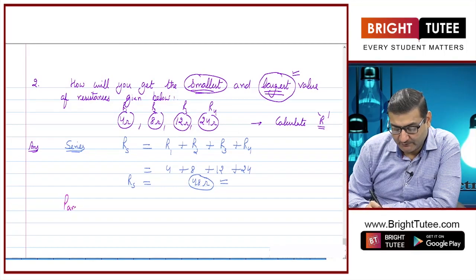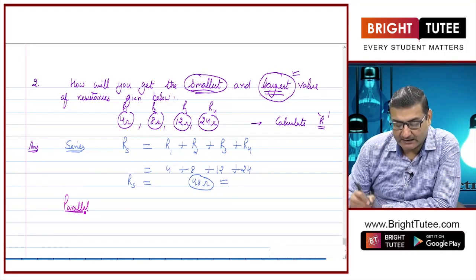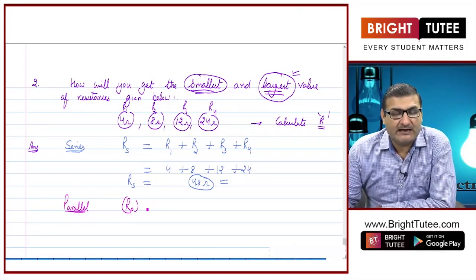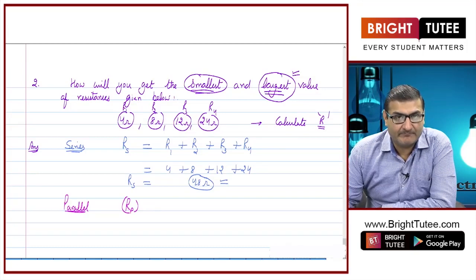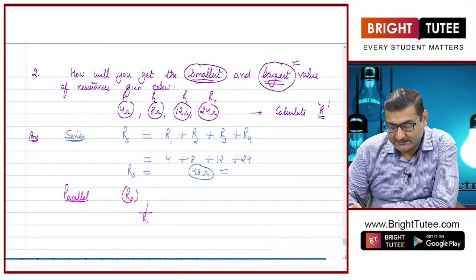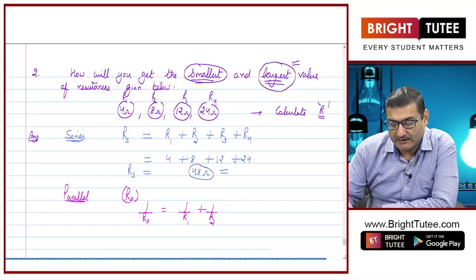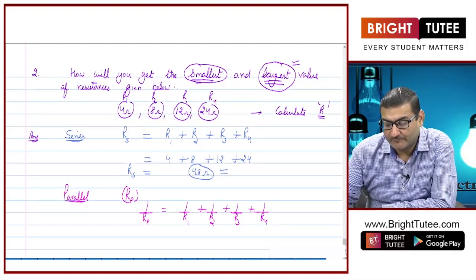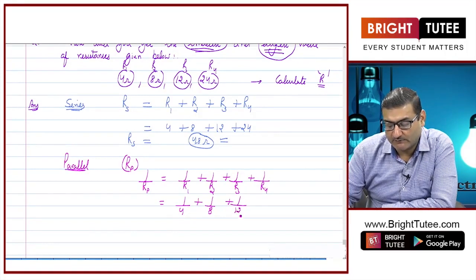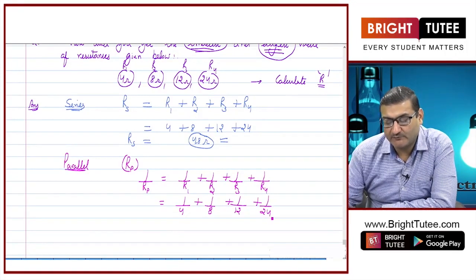For smallest value, I will connect them in parallel, and then I need to calculate the resistance in parallel. I am denoting it with RP, resistance in parallel, right. Now, in parallel, I know that the total resistance is given by the formula 1 upon R1 plus 1 upon R2 plus 1 upon R3 plus 1 upon R4. Now, putting the values out here, I get 1 upon 4 ohms plus 1 upon 8 ohms plus 1 upon 12 ohms plus 1 upon 24 ohms.